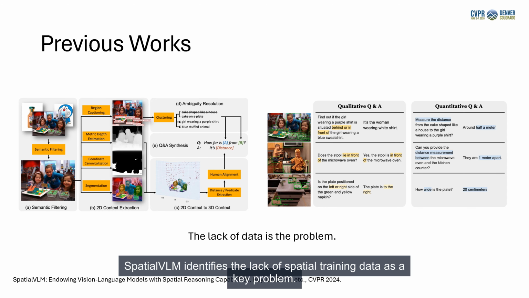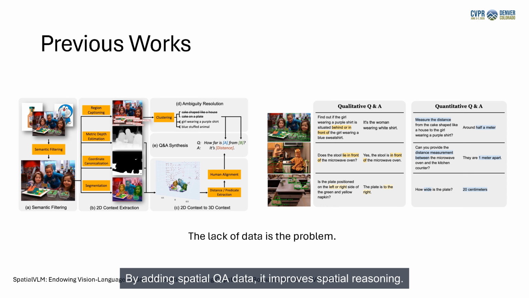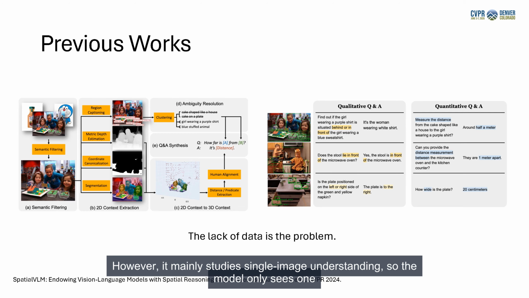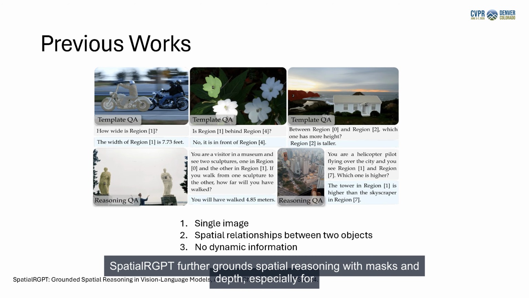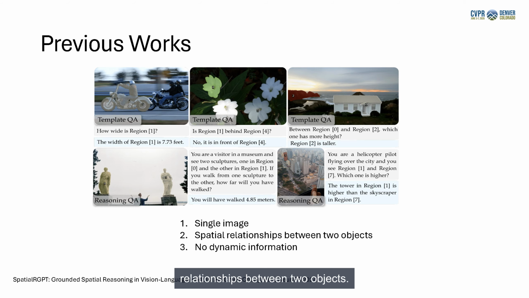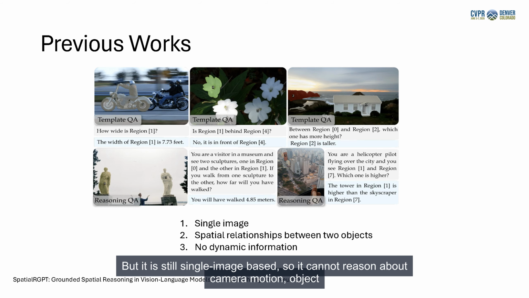Spatial VLM identifies the lack of spatial training data as a key problem. By adding spatial QA data, it improves spatial reasoning. However, it mainly studies single image understanding, so the model only sees one static view. Spatial RGPT further grounds spatial reasoning with masks and depth, especially for relationships between two objects. But it is still single image based, so it cannot reason about camera motion, object movement, or temporal changes.